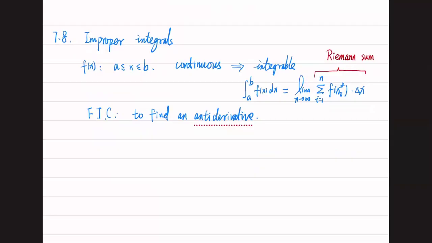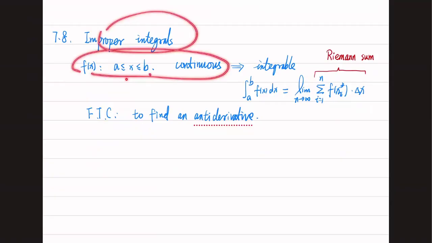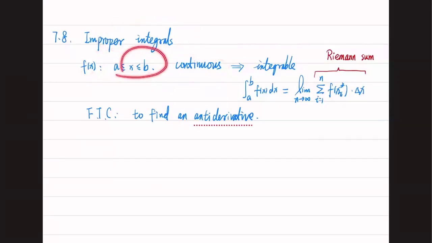Okay, so this we'll call a proper integral, continuous on a closed domain. Now we're going to extend this. First, we will allow infinite domain. Then we'll allow it not to be continuous at some point. So improper.